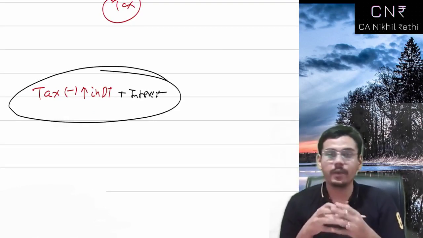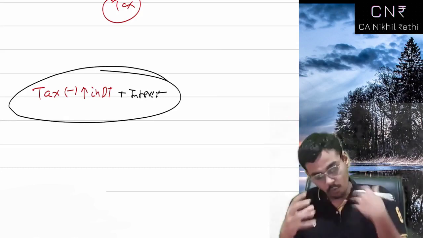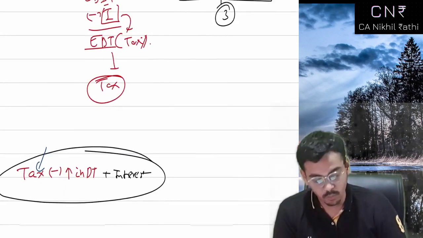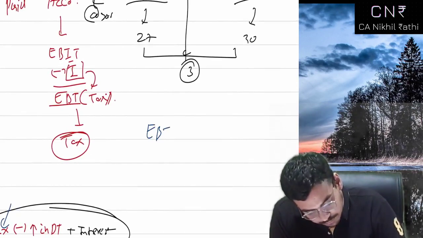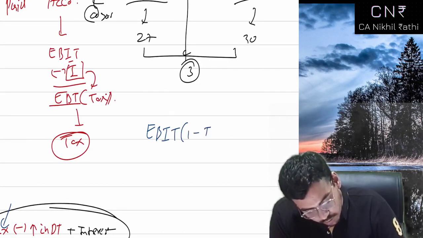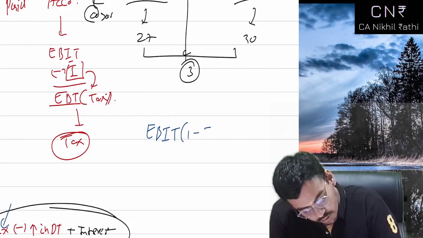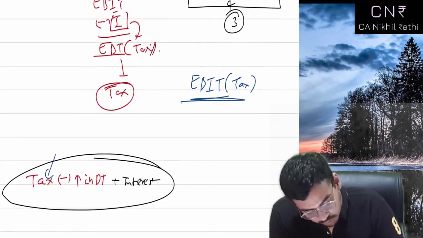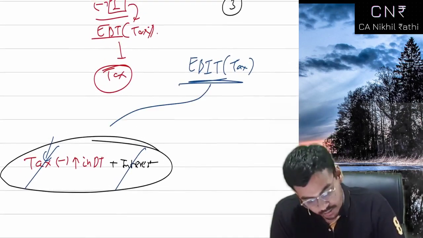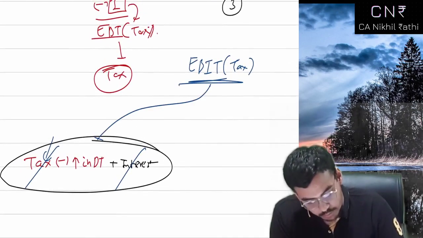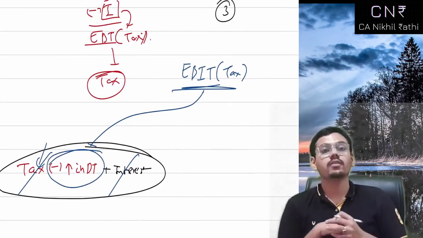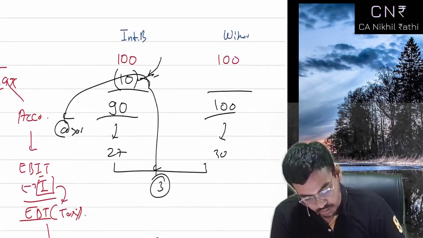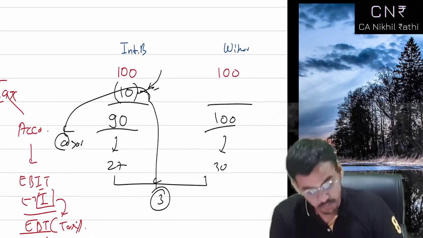Now this is what the bare act is saying. What I say is, rather than calculating this tax, why don't you simply do EBIT into 1 minus tax rate? If you solve directly this way, these two steps need not be done, and this would be your final amount minus this provision. How, sir? Let me tell you. Let us take this same example into consideration.